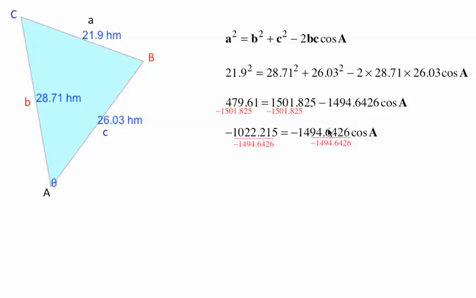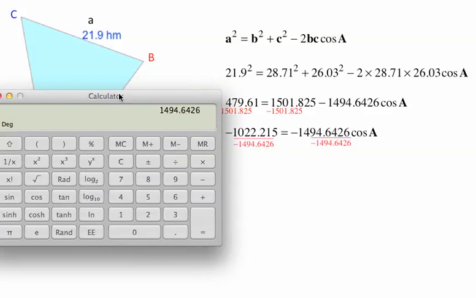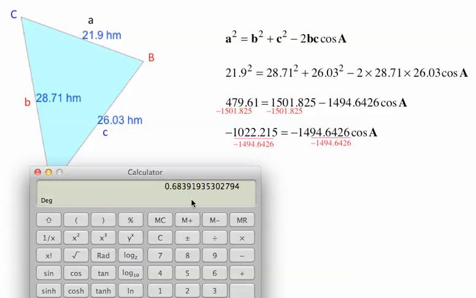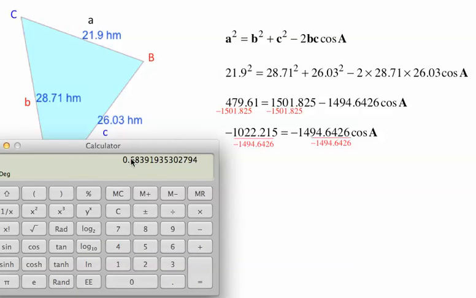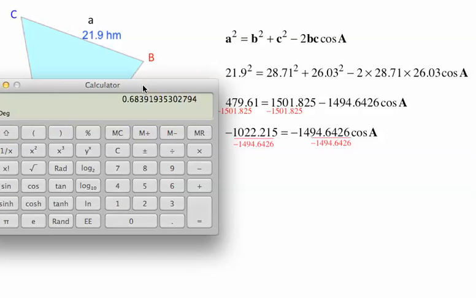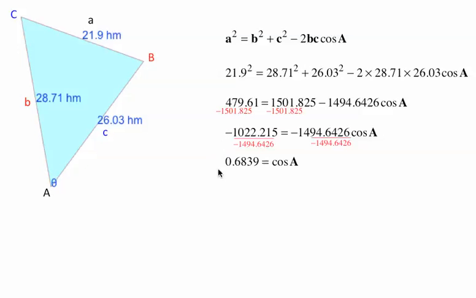When I divide this side by that, it's gone. When I divide the other side by that number, what do we get? Let's try that. 1,022.215 divided by that number, and now we have a negative divided by negative. Notice I was just dividing positive numbers because these were both negative, so I just discounted the negatives. It is going to be positive, and that gives us this result, which I'm going to keep in my calculator. So I have 0.6839 is equal to the cosine of A.